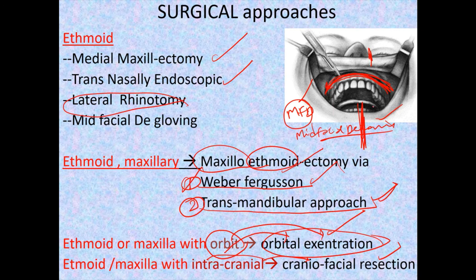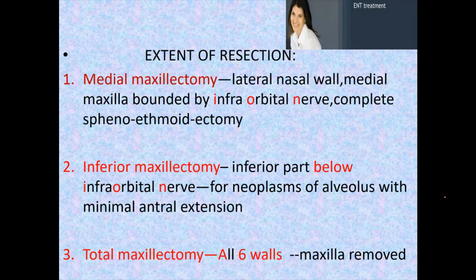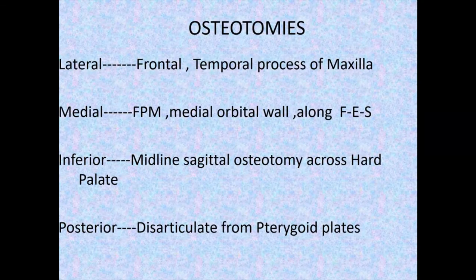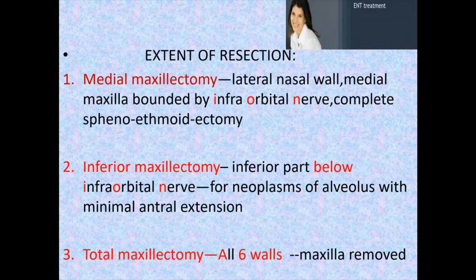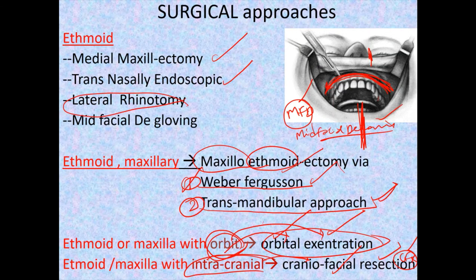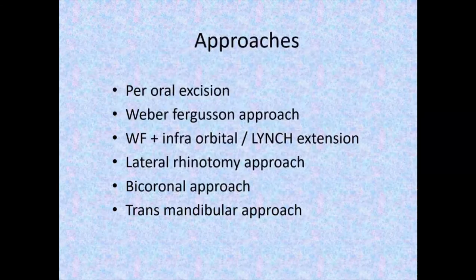Transmandibular means you split the mandible and then go here. For ethmoid or maxilla with orbit involved, you go for orbital exenteration. With intracranial extension, you go for craniofacial resection. The words are important here. We are going to go through this particular extent of resection in the next class. I think we have to complete the class right now. So these are the things that are there.